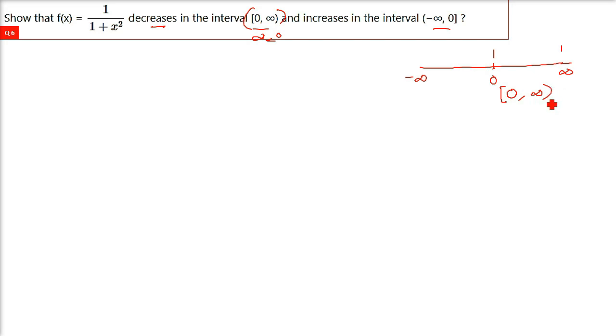0 to infinity is nothing but positive numbers. All positive, inclusive of 0. Second interval, negative infinity to 0. All numbers negative. So positive numbers and negative numbers, the domain I am showing. They are talking about two different domains or two different intervals. That is, you have to show in one interval the function is actually decreasing and in the interval negative infinity to 0, it is actually increasing.